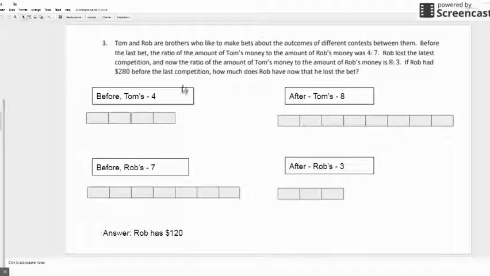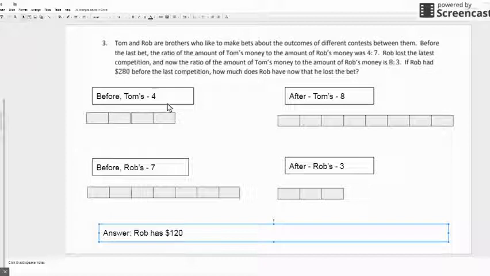All right, hello students. Hopefully this is something that you should have here for the question, but hopefully you can figure out how I came up to Rob has 120. So Tom and Rob are brothers who like to make bets about outcomes of different contests between them. Before the last bet, the ratio of the amount of Tom's money to the amount of Rob's money is 4-7. So here's before the bet, 4-7. Rob lost the last competition, and now the ratio of Tom's money to Rob's money is 8-3. So here he goes after the last bet, 8-3.